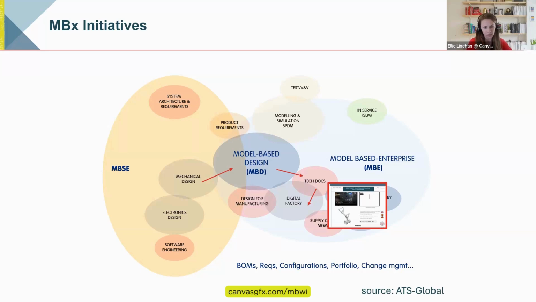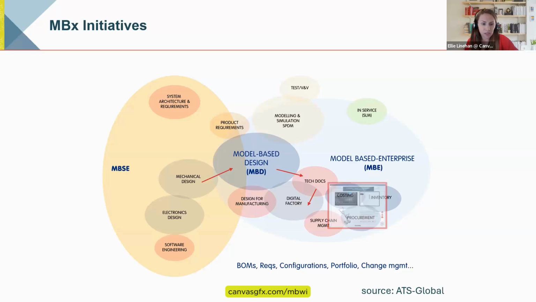That mechanical design falls into MBD. So there's specific initiatives that dictate what's required for model-based definition, and I will go into it. Once you take that model-based definition, you can utilize it in technical documentation, and then you can extend that technical documentation to your digital factory. So that's kind of the thread of where model-based work instruction touch MBX initiatives.